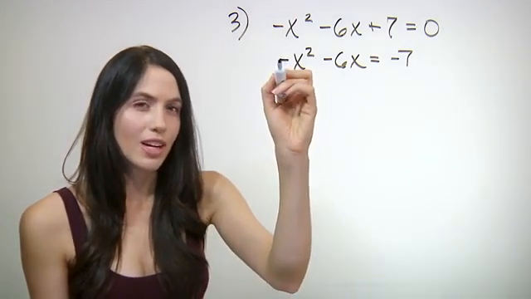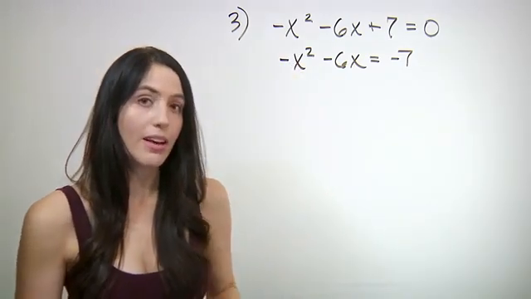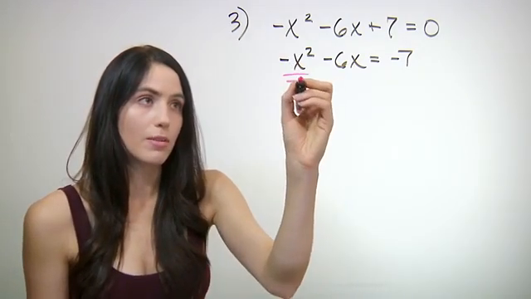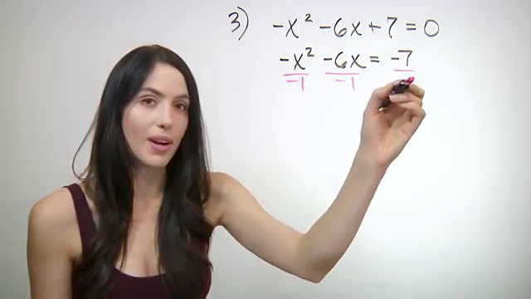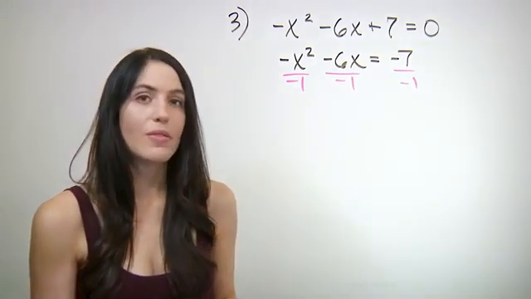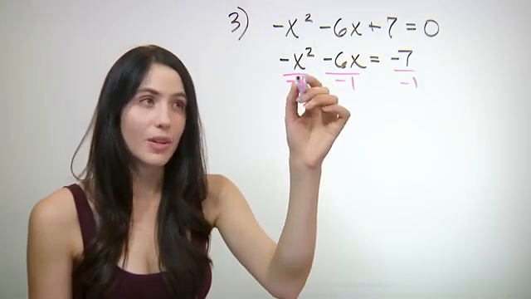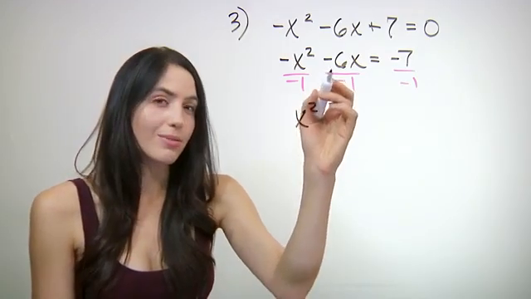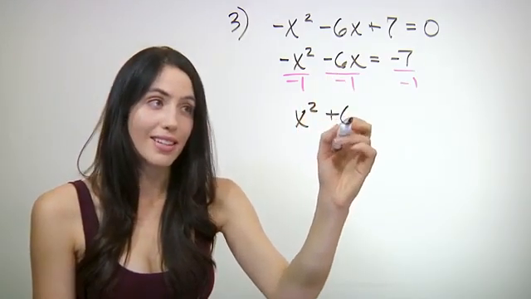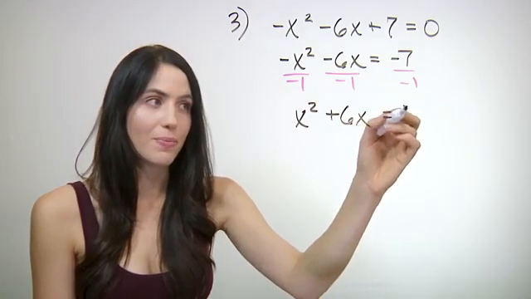Since there actually is a negative 1 here, you don't see the 1, but you can divide every term by negative 1, even the right-hand side. And what that does is it flips the sign of every term. So instead of negative x squared, you'll have positive x squared, which you want, positive 6x, and on the right side, positive 7.